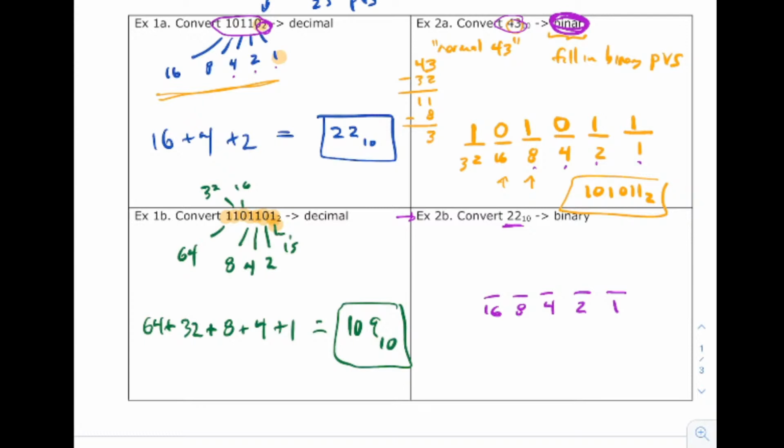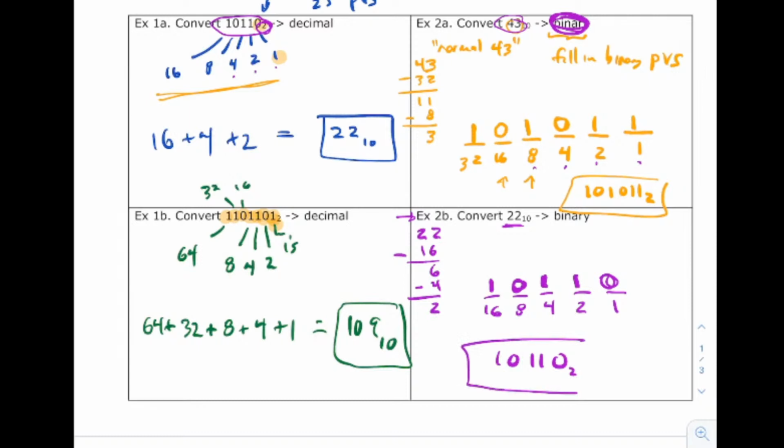If I got 22 loose cupcakes sitting around, I can fill up a 16 pack once. So I put the 1 there. And having filled it up once, I still got 6 cupcakes left over. I can't fill up an 8 pack, so I just put the 0 there. But I can now fill up the 4 pack. And when I fill up the 4 pack once, that'll take 4 of them away. I'll still be left with 2, which means fill up the 2 pack once. And then I'll have none left. And so it's 10110 in base 2.